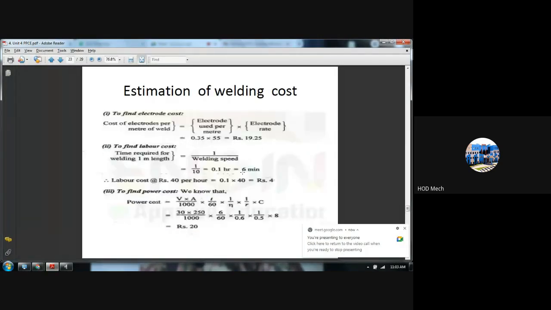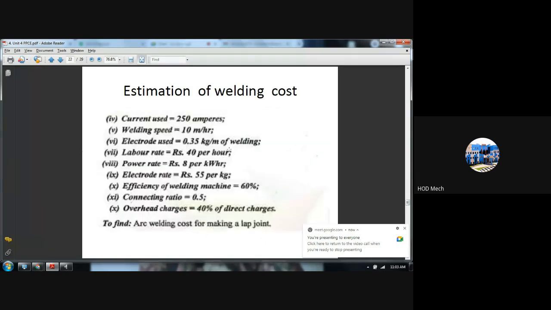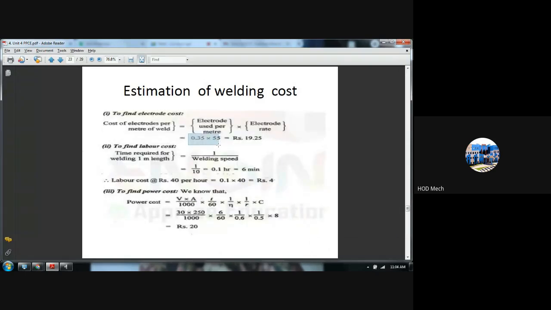Now, when you look at this step 1, electrode used per meter will be given in the problem. Electrode rate will be given in the problem. Electrode used is 0.35 kilogram of welding. Electrode rate is rupees 55 per kg. Now, you have to remember the unit. Here also it is kilogram, so no problem. You can directly multiply 0.35 into 55. So it is rupees 19.25. The electrode cost is 19.25 per meter of weld.